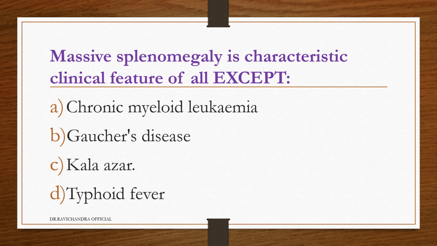In the remaining options, chronic myeloid leukemia, Gaucher's disease, and Kala-Azar, massive splenomegaly is seen. Massive splenomegaly is a common finding in chronic myeloid leukemia. And massive splenomegaly is a characteristic feature of Kala-Azar. Massive splenomegaly can occur in Gaucher's disease due to accumulation of glucocerebroside in the spleen.